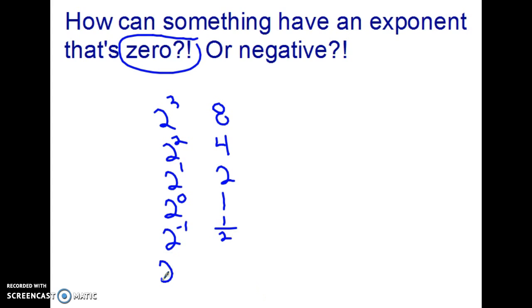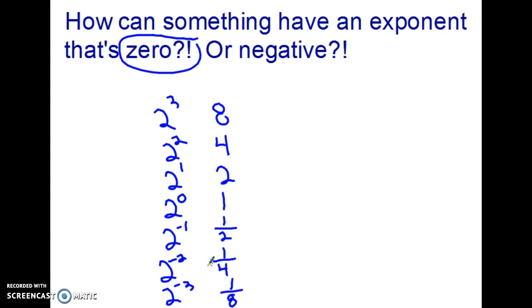And let's keep going. 2 to the negative 2. So apparently 1/2 divided by 2, that's 1/4. And 2 to the negative 3rd power apparently is 1/4 divided by 2, so that's 1/8. So it just keeps on going.